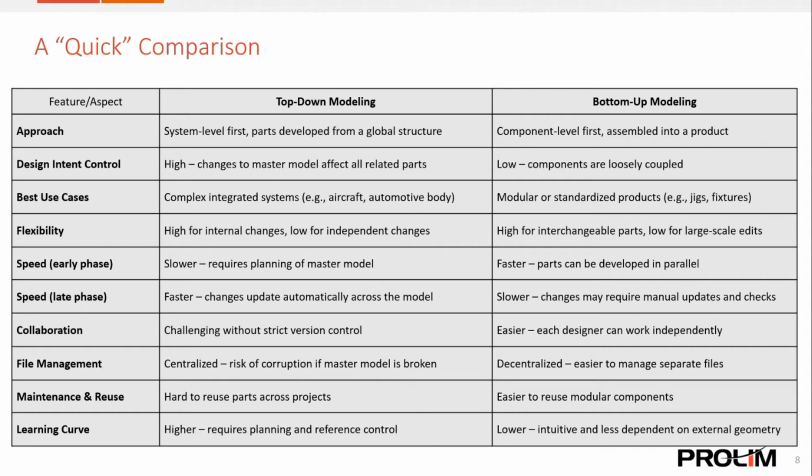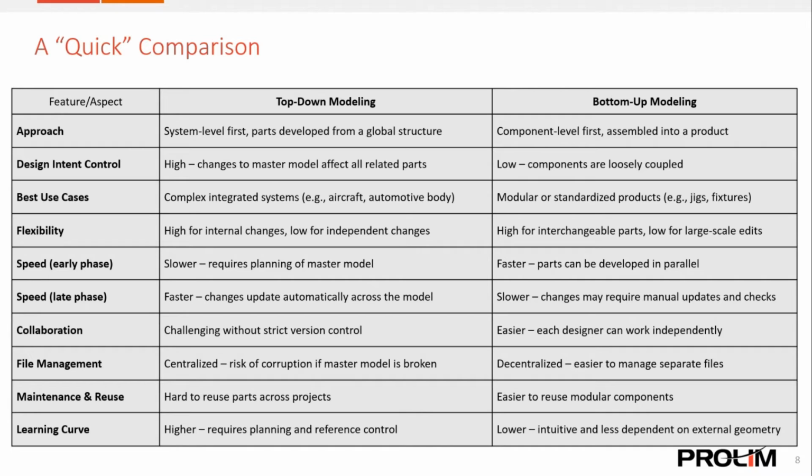Now the speed, this is important. For top-down modeling, it will be slower in the early phase. Why? Because it requires planning of that master model. With bottom-up, it's usually faster because parts can be developed in parallel, as I mentioned. The late phase speed is where top-down modeling becomes faster because the changes update automatically across the model.